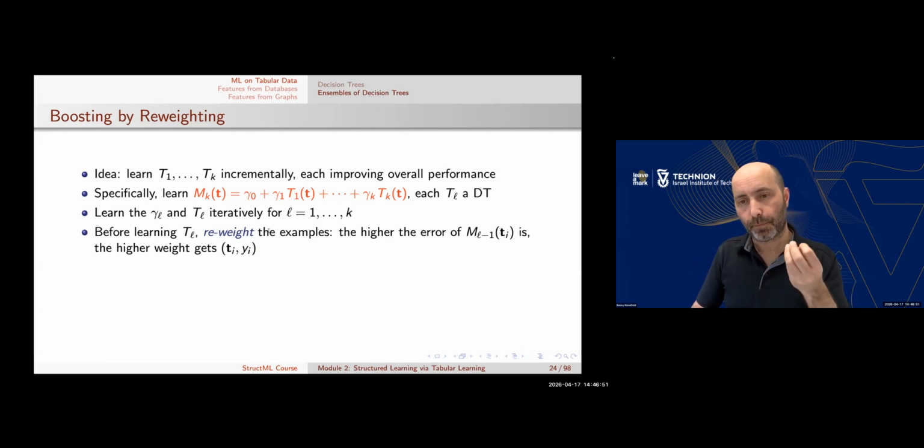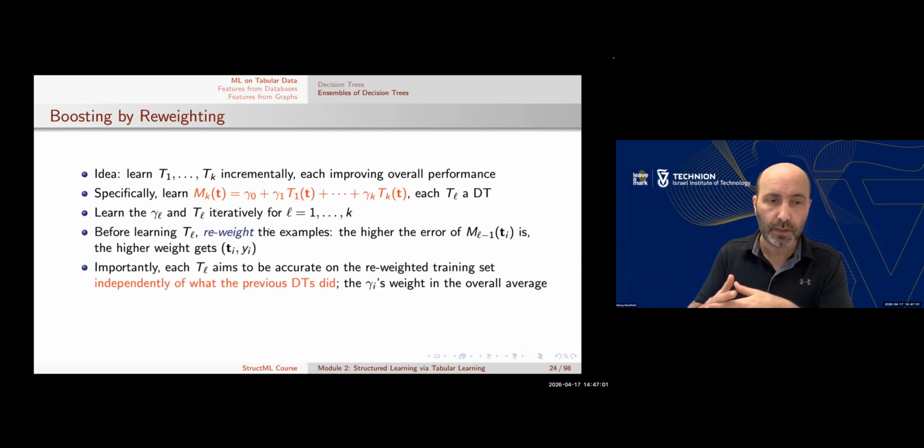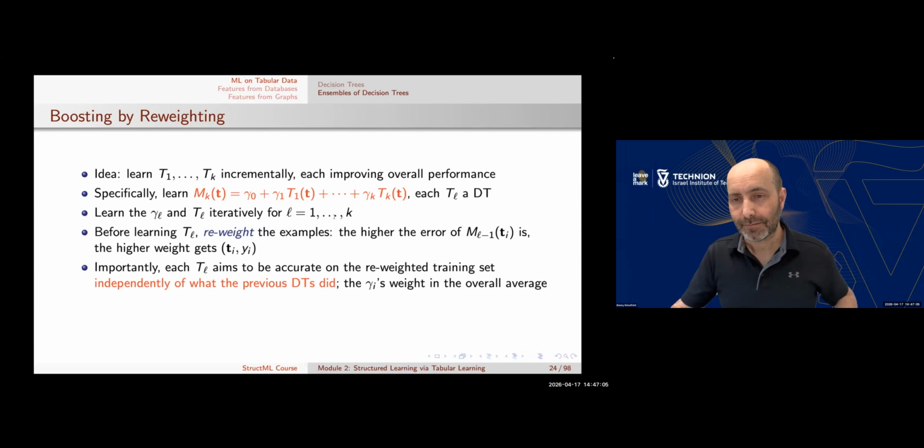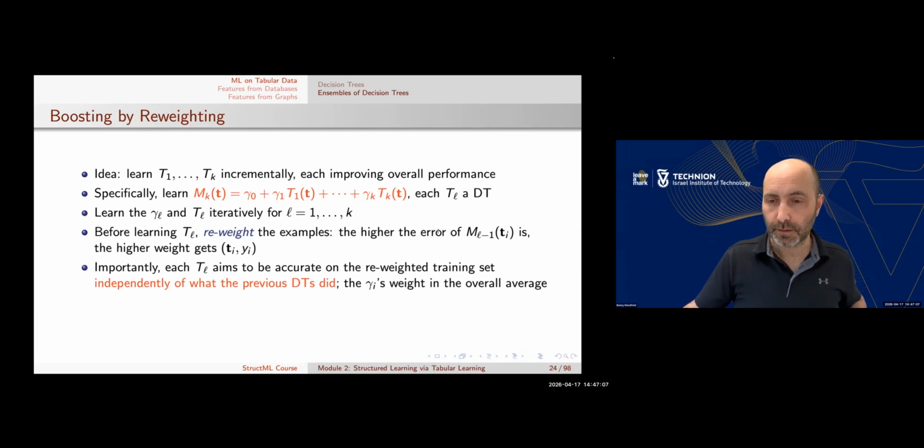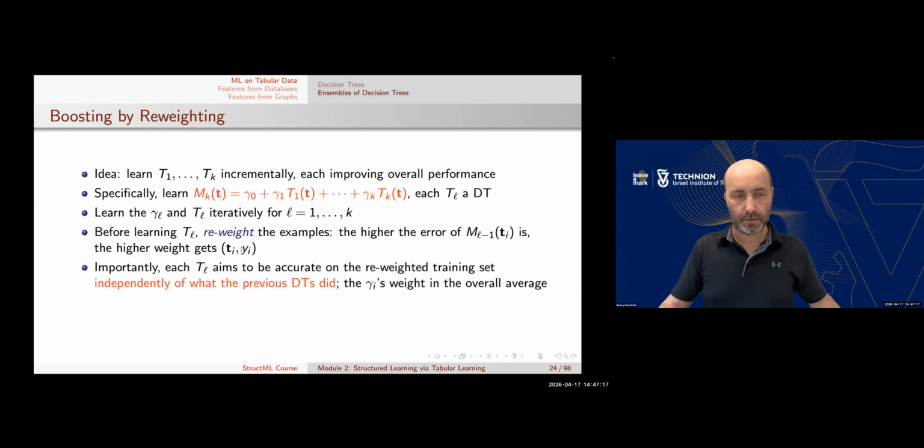So basically, we make the next model that we learn, the next decision tree, more sensitive to some examples than to others. Which ones? Those that we did less well on, those that we did worse on in the previous case. The higher the error of the previous model is, the higher the weight that the example gets.